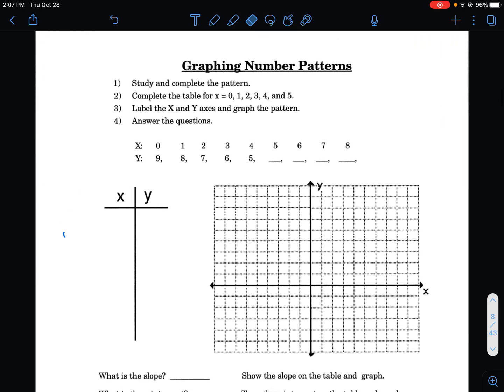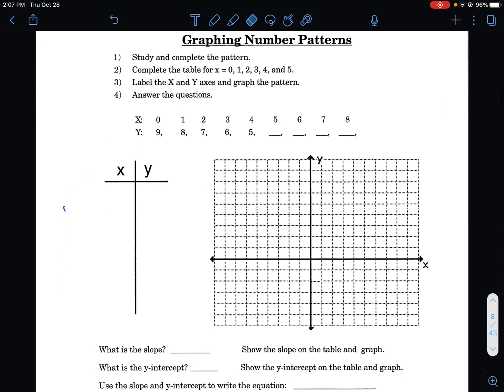In this video, we are going to look at some more graphing patterns. This is part 2. Let's begin.